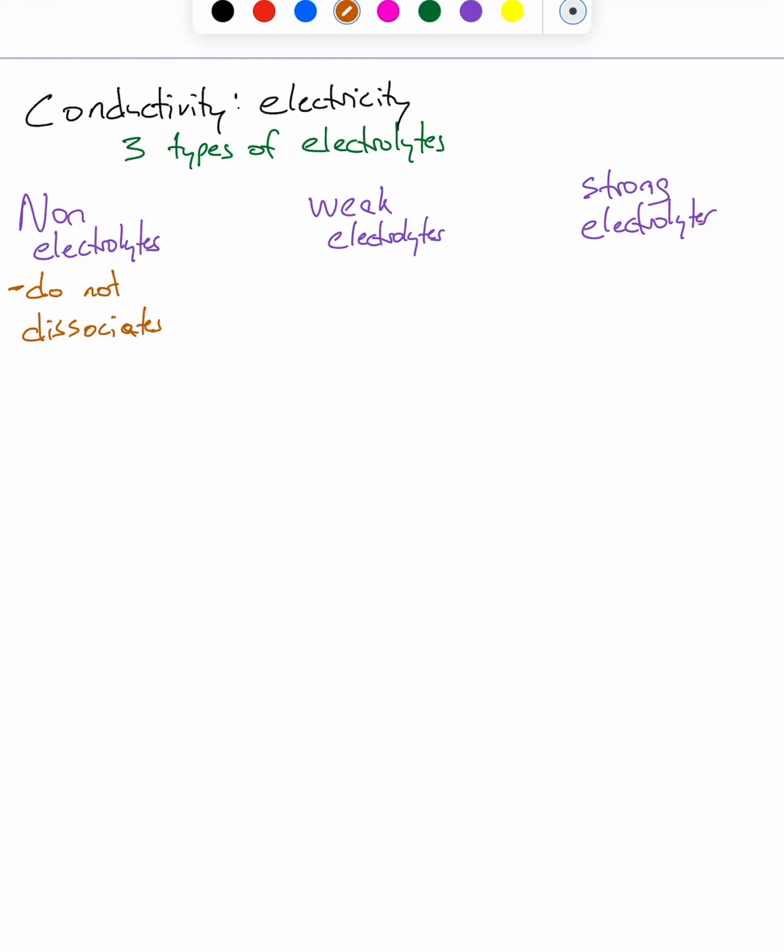They do not dissociate in water. An example is sugar, C6H12O6. This does not conduct. Non-electrolytes do not conduct, so electricity cannot move through them.